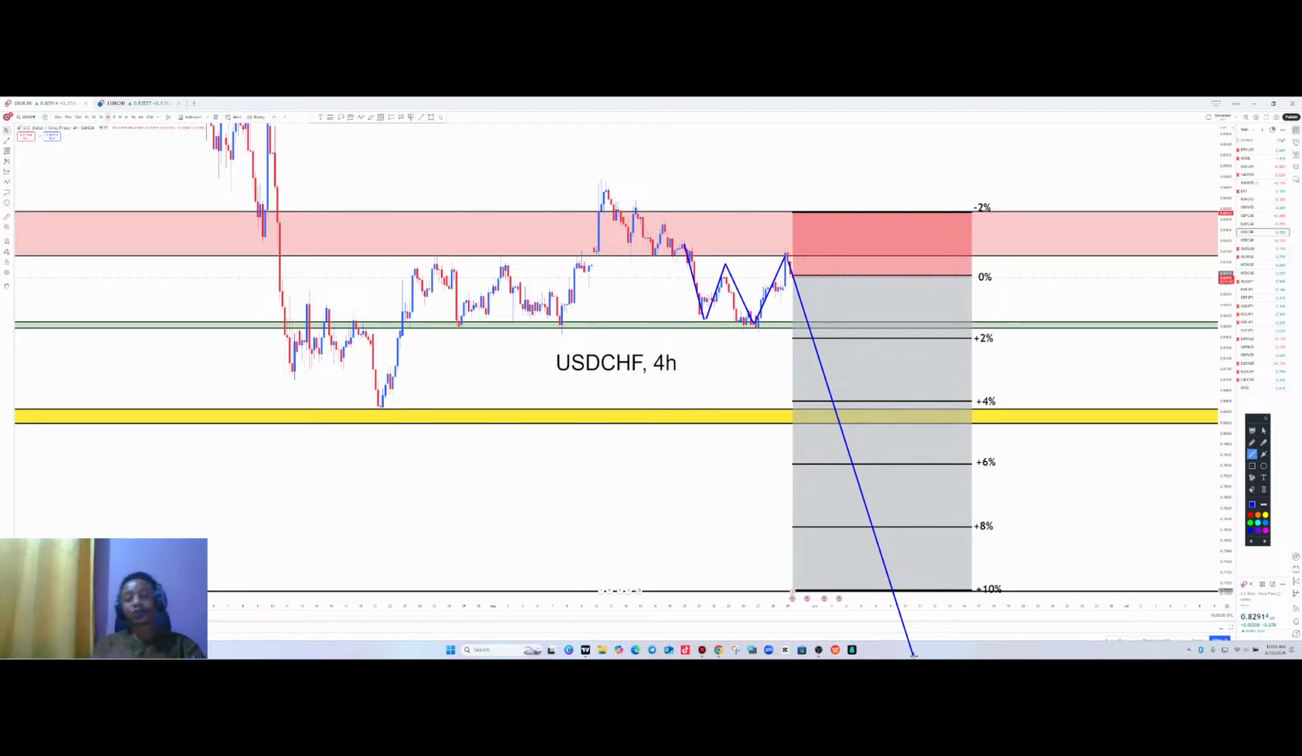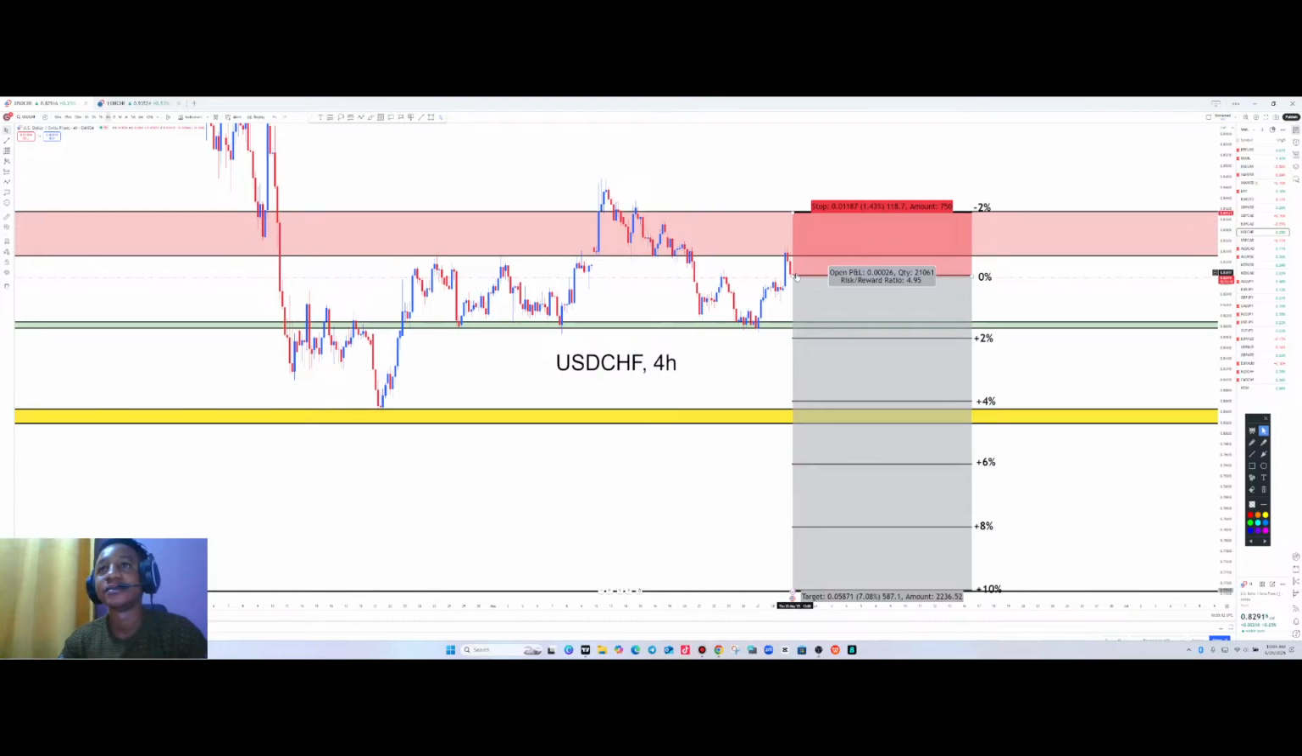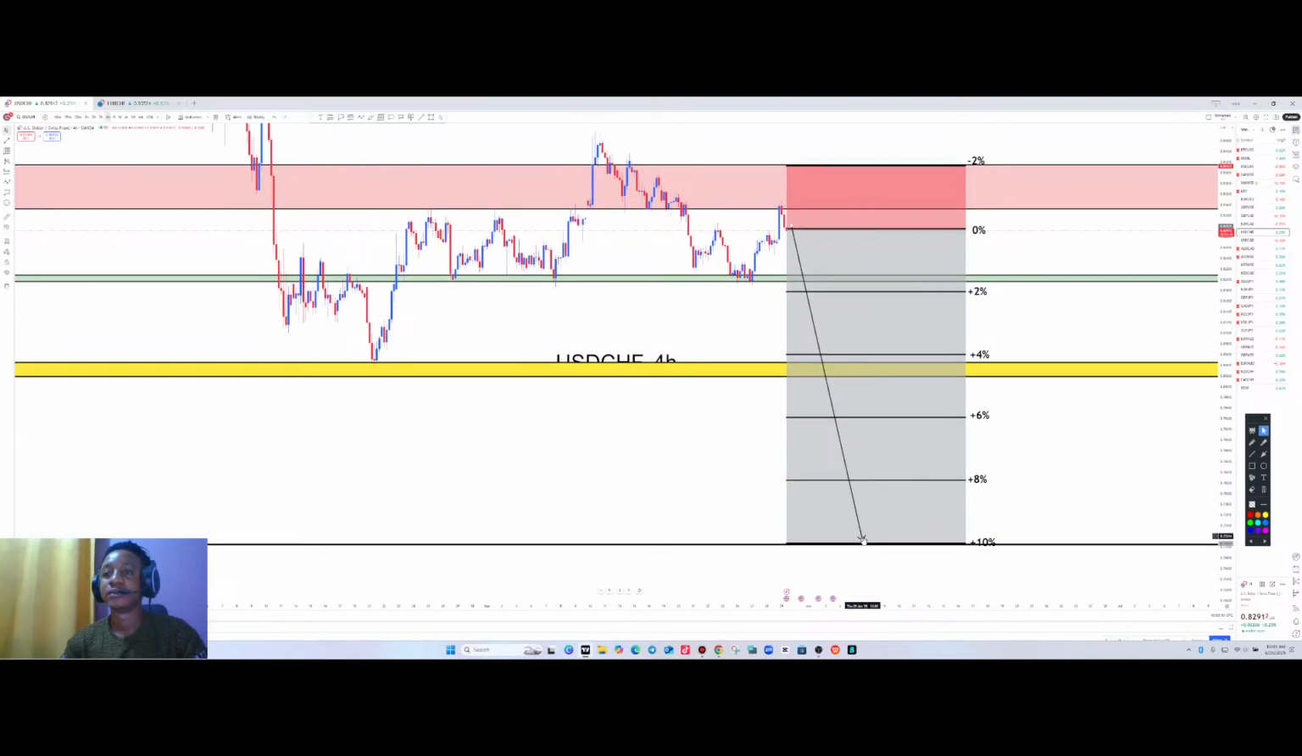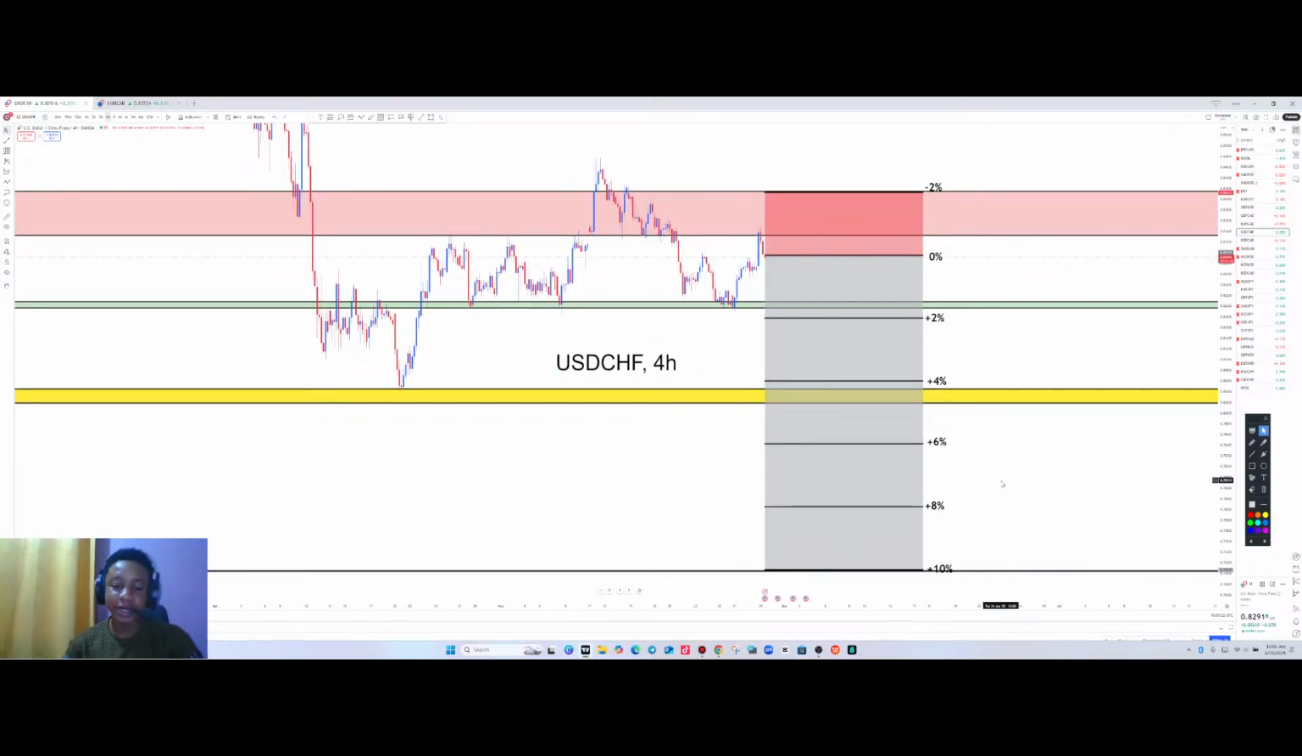So USD Chef, this is also the full and complete analysis as well for you guys. We are done here. Straight to the downside. So USD CAD, this is also a full and complete analysis. Let's go to the next one.